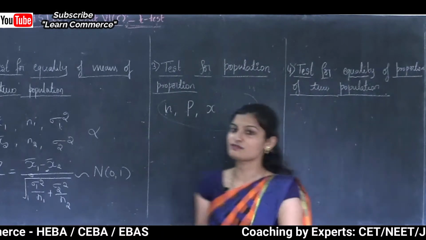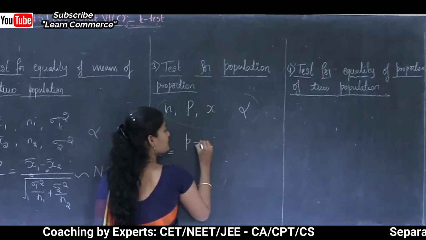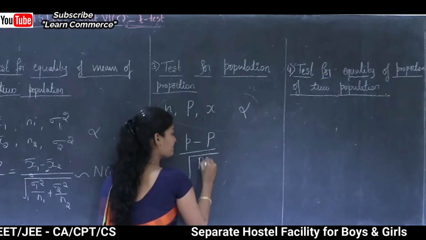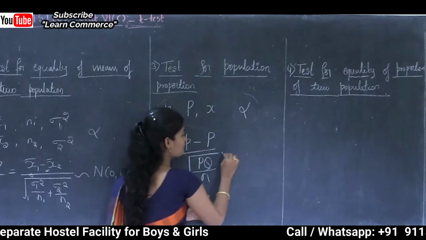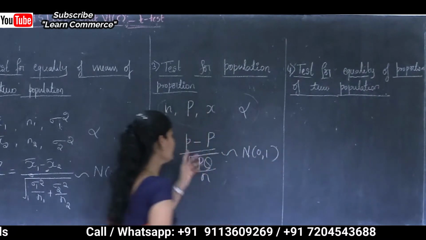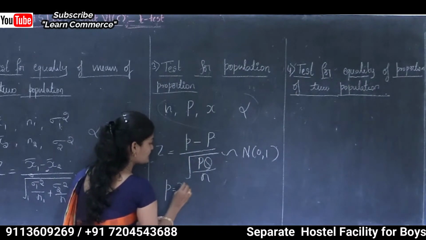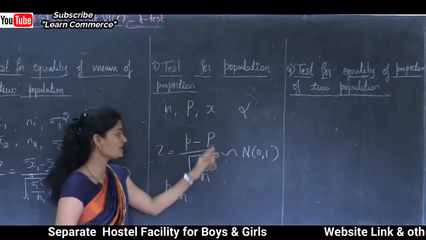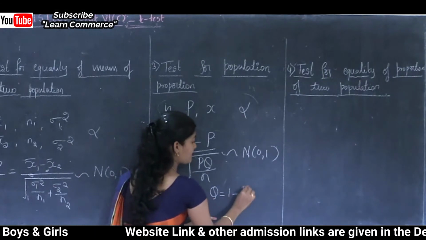If it is test for population proportion, then the formula is z is equal to small letter p minus capital letter P divided by square root of capital P into capital Q divided by small letter n, which follows normal 0, 1. To calculate small p, we use the formula x divided by n, and capital letter P is given in the question. Then to calculate Q, we use 1 minus P.